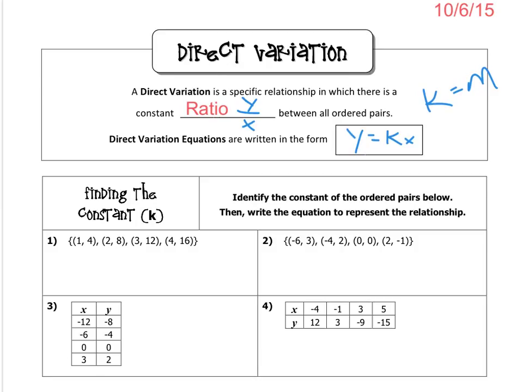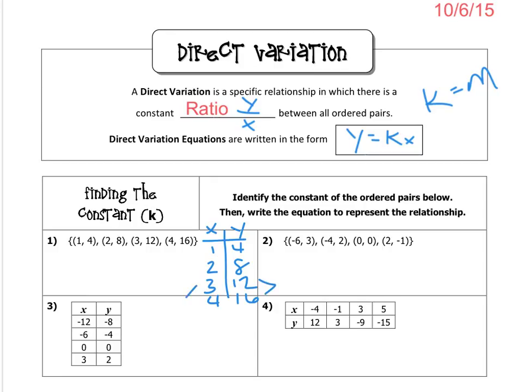All right, so let's scroll down and read what it says. Finding the constant k. Identify the constant of the ordered pairs below, then write the equation to represent the relationship. So what you can do is put this in a table format to make it easy on myself. x, y: 1, 4; 2, 8; 3, 12; and then 4, 16. Remember how to find k.